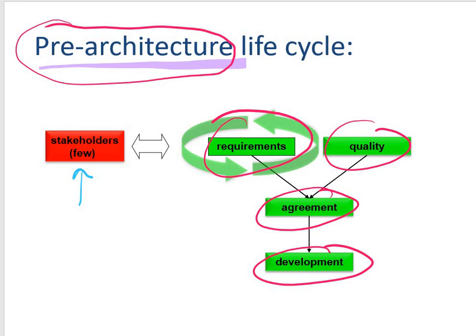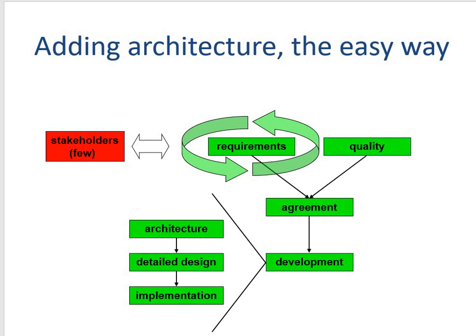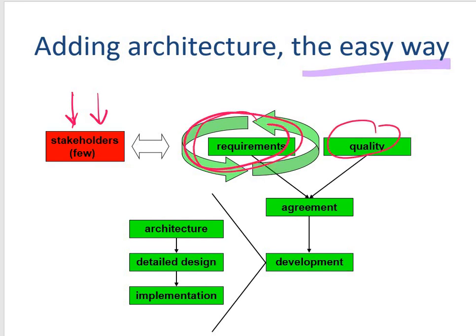So we came up with some alternatives: let's add the architecture in the simplest possible way. In this software development life cycle, I have added the architecture in the simplest possible way. What is happening here is we got the stakeholders' view and went for refining the requirements. We added the quality and got the agreement. And then we go for development, where I have the architectural design, the detailed design, and then implementation.